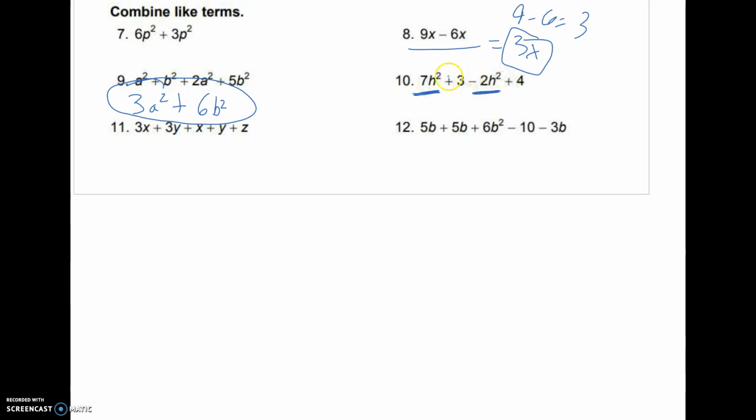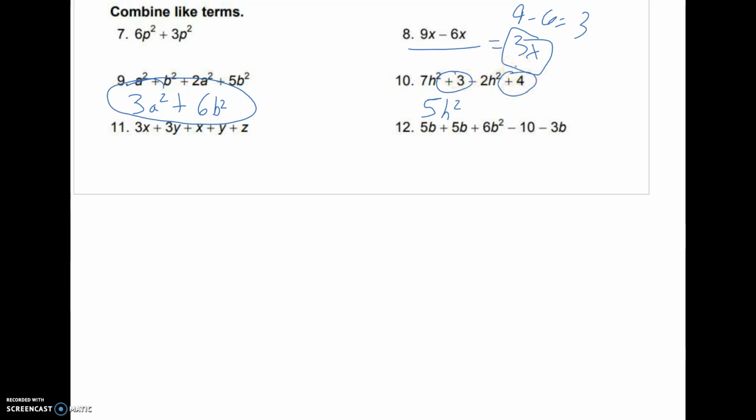All right, but what can I combine? 2h squared and h squared. They both have the same variable h and the same exponent of 2. So 7h squared minus, make sure you remember, see the signs here, the operations, minus 2h squared. So $7 minus $2 gives you $5 or 5h squareds, right? And then left over we have a plus 3 and a plus 4.